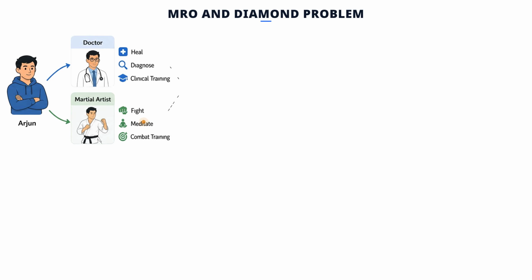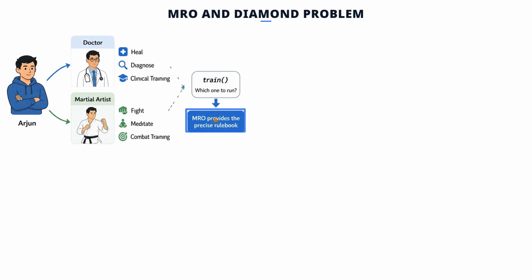Notice that both roles provide a method related to training. If Arjun says he is going to execute his train method, we need a system to decide if he means the clinical training or the combat training. This is where MRO provides the precise, predictable rule book that Python follows to make that decision every single time, ensuring there is no guesswork involved.